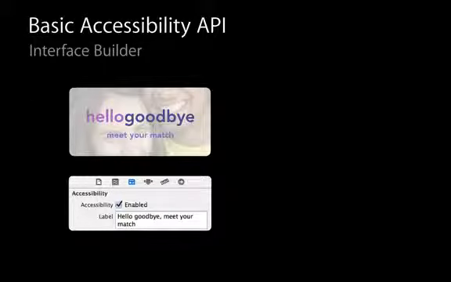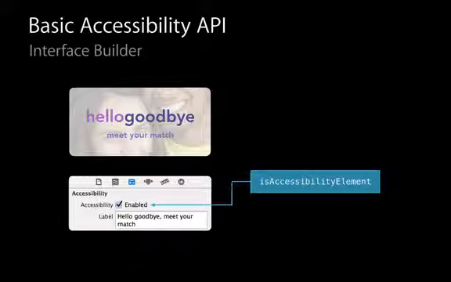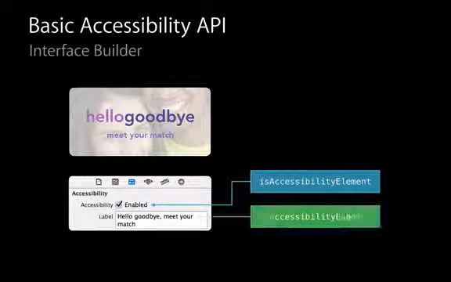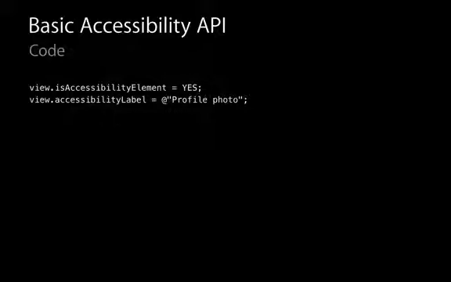If you're creating your views in Interface Builder, you can set these properties directly from Xcode's UI. On the right-hand side of Xcode, you'll find an identity inspector, and there's an accessibility section there. The accessibility enabled checkbox corresponds to isAccessibilityElement. And the label field corresponds to accessibilityLabel. If you're creating your views in code, it's still really easy to set these properties, as shown here.